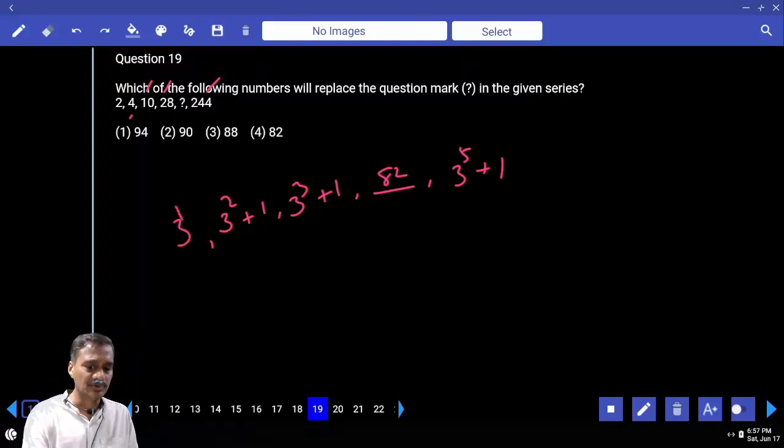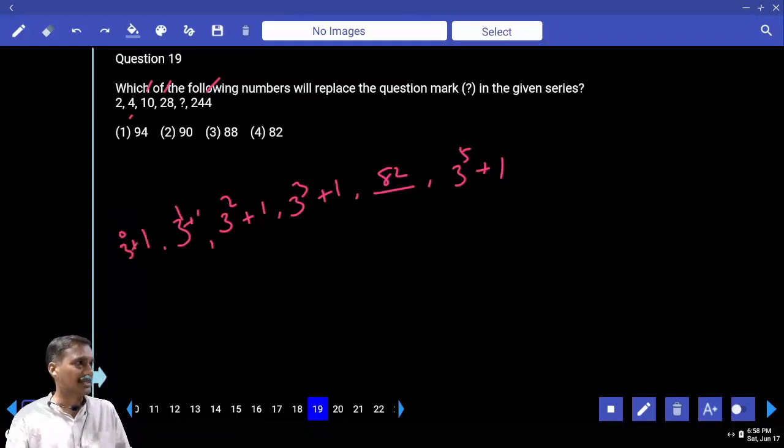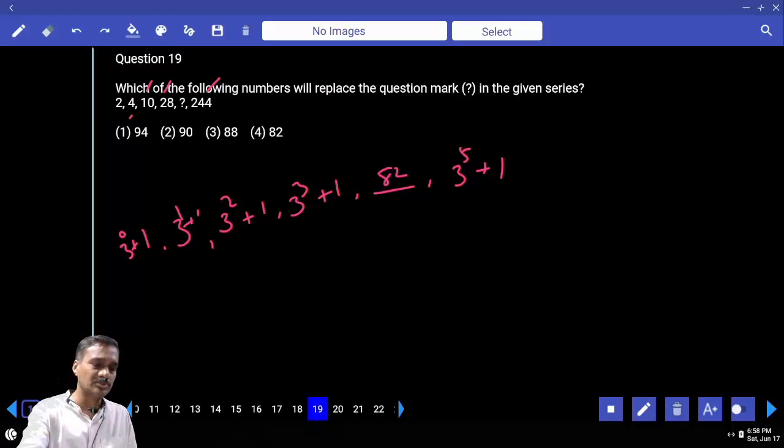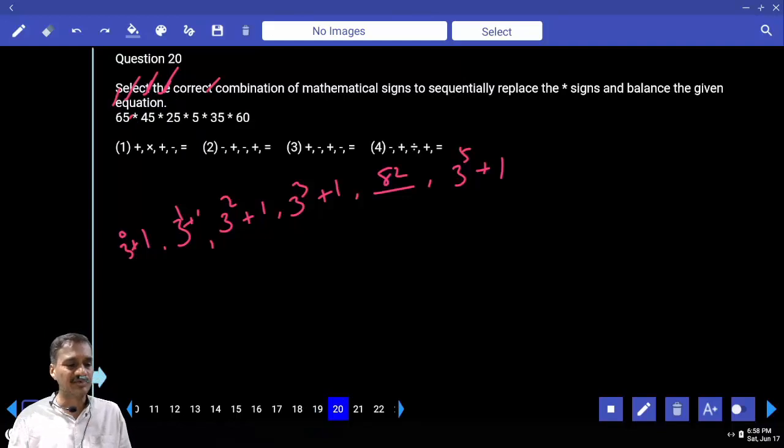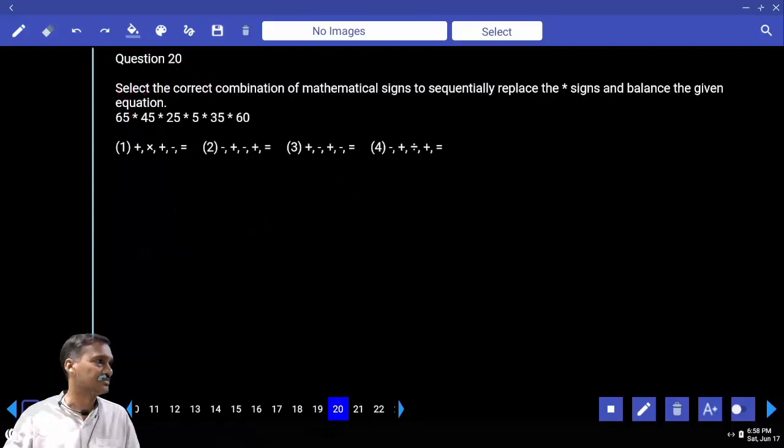3 power 1 plus 1. And this is 3 power 0 plus 1. Is it right? 3 power n plus 1. 3 power 0 is 1 plus 1 is 2. 3 power 1 is 3 plus 1, 4. 3 square plus 1, 3 cube plus 1, 3 power 4 plus 1. 82, choice 4 for question number 19. If you find the differences, you will get the same answer. Isn't it? Then next one, question number 20.